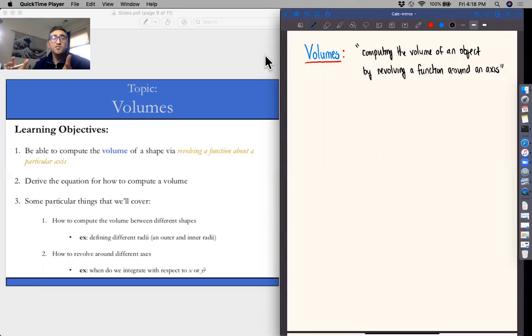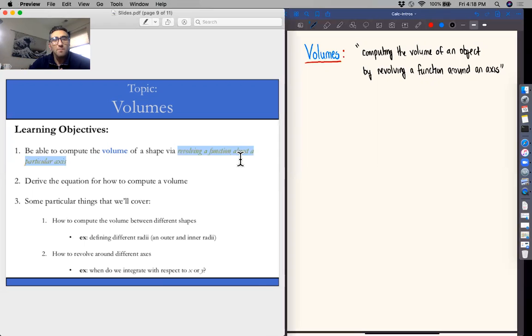The first application of integration we're going to talk about in this course is computing volumes of objects. And the way we're going to talk about computing volumes of objects is really by revolving a function about a particular axis to trace out a three-dimensional object for us.